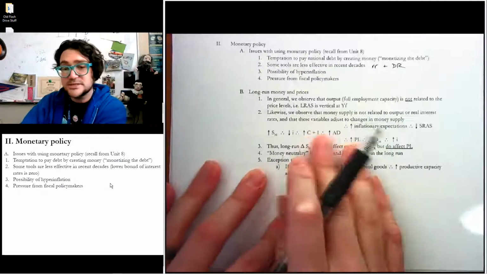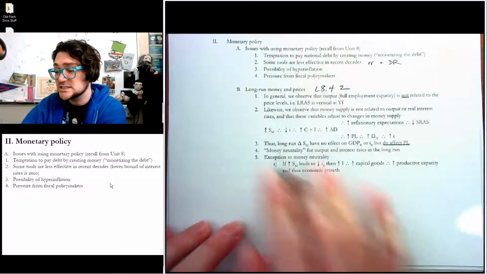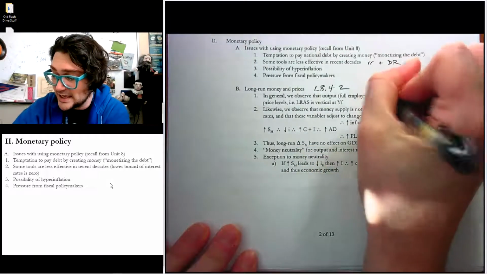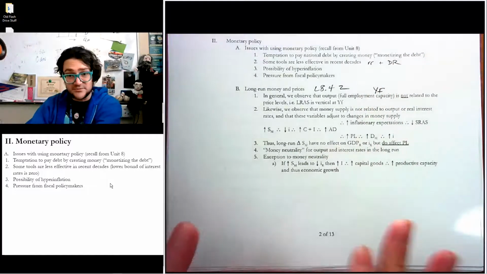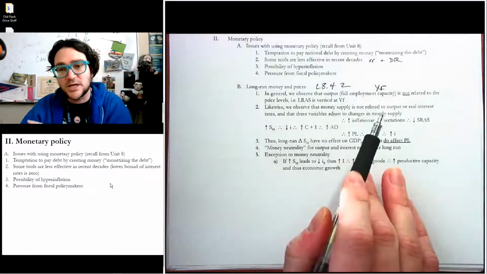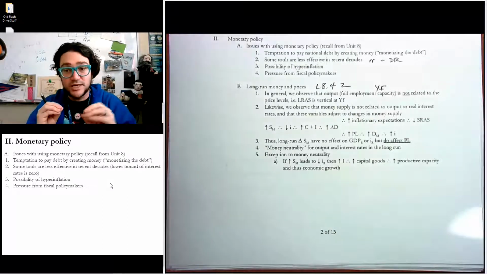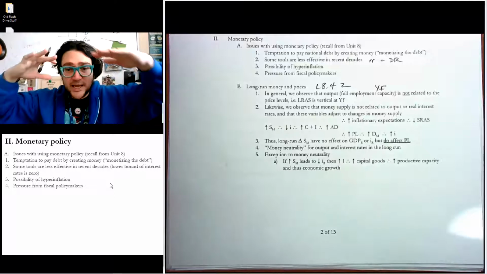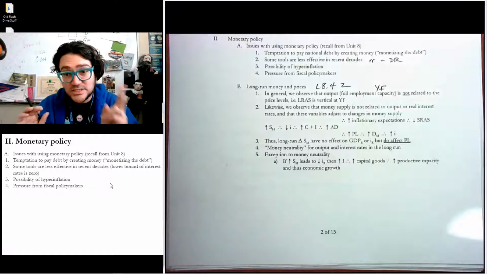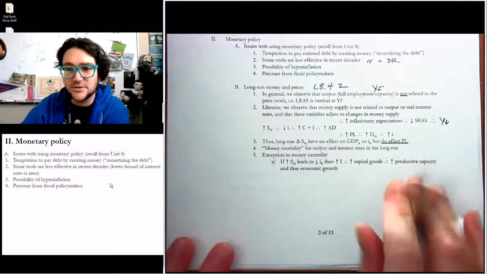Now, the other thing about monetary policy is something we learned last unit as well. This was in lecture 8.4, number 2. And it's the idea that we observe that the amount of output, full employment capacity, YF, is not really related to price levels. We know that, LRAS is a vertical line. We also can notice that money supply is not related to output or interest rates, because those two variables, output and interest rates, will actually rubber band back to where they used to be after you've changed the money supply. So this is how that happens, right? So we'd say, therefore, output goes back down again. It's kind of the last piece there.